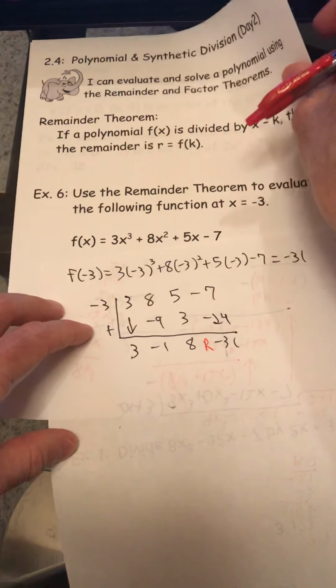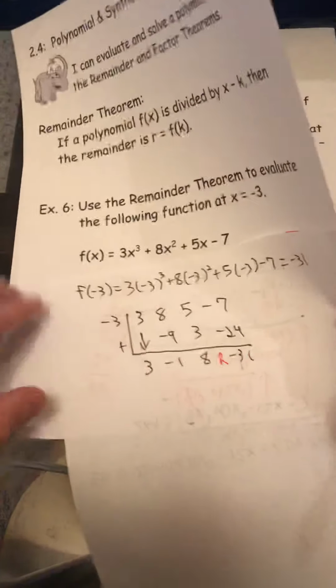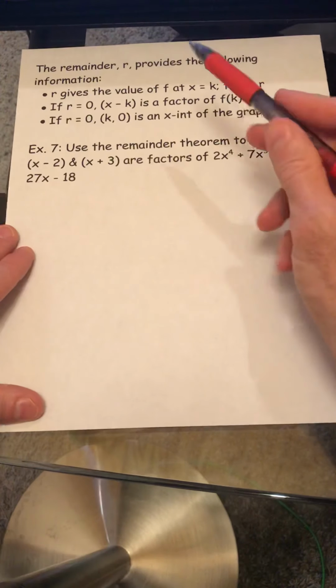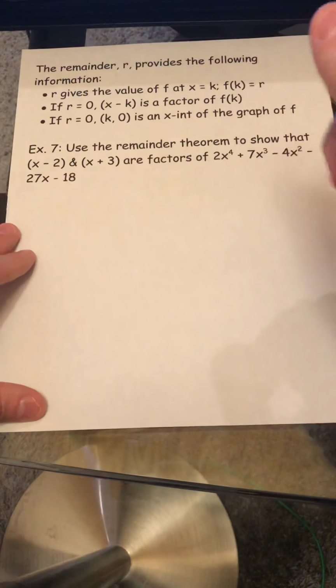So there is one thing that comes up with synthetic division. A couple of other things that we'll talk about here, and then finish up with one final example. The second half of 2.4, the notes are actually a lot shorter than the first half were.